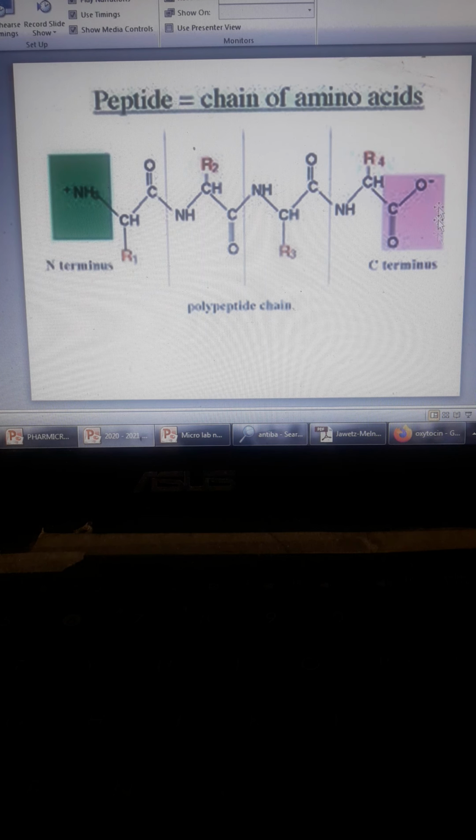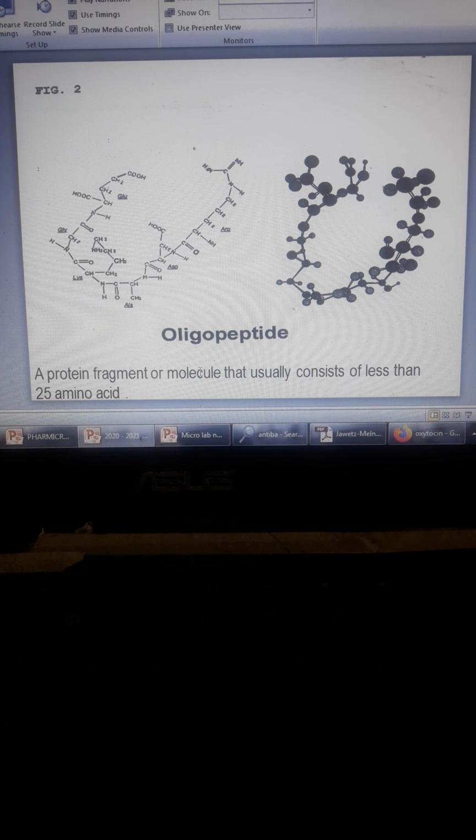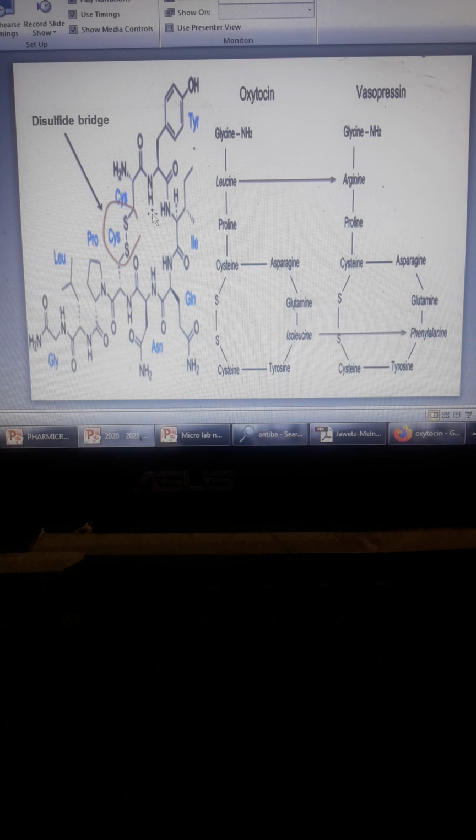So we have the N terminus and the C terminus, or the terminal ends. The polypeptide chain is composed of the carboxyl terminal end and the amino terminal end. So this is an example of protein fragments of molecules with less than 25 amino acids, the oligopeptide. And we have amino acids that are linked by a disulfide bond. So for example, we have a drug known as oxytocin, okay, that is used for contractions during labor.